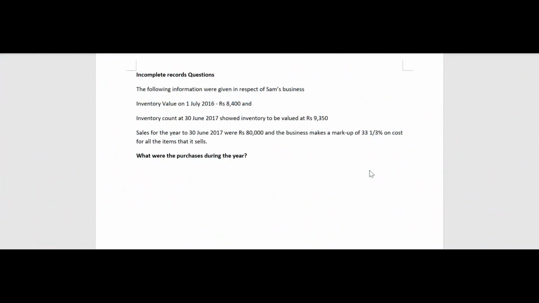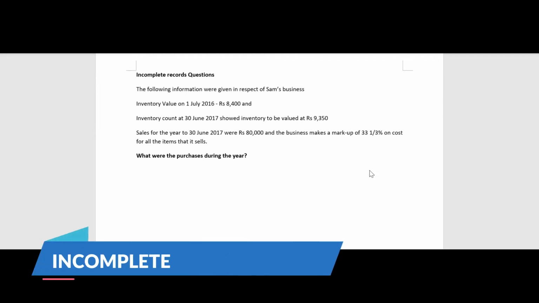In this session, I'm going to discuss some of the questions from incomplete records. So let's move on to this question and we'll see how to find the solution. The following information was given in respect of Sam's business. Inventory value on 1st January 2016 was 8,400, and the inventory count as at 30th June 2017 showed inventory to be valued at 9,350.